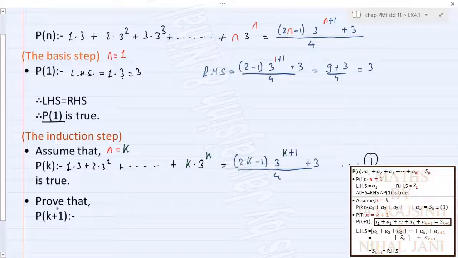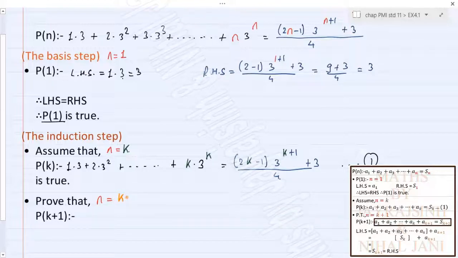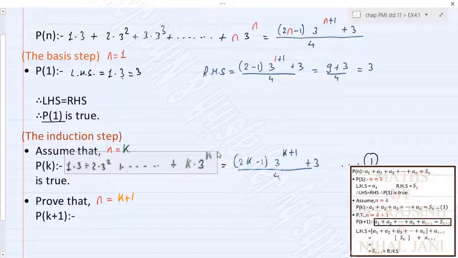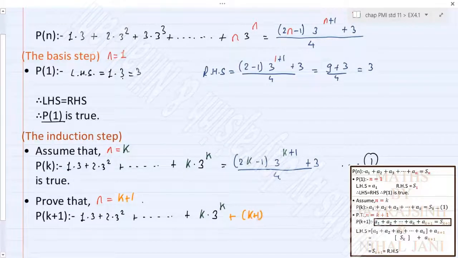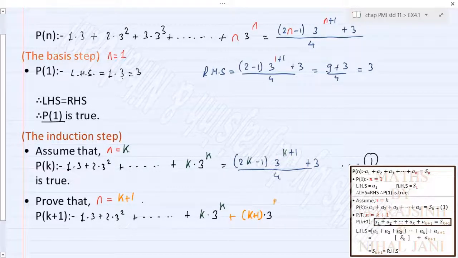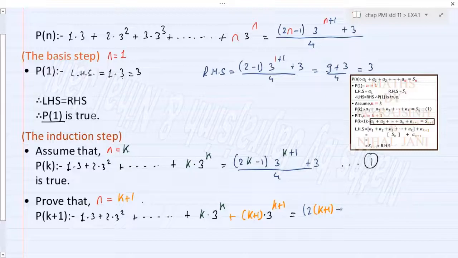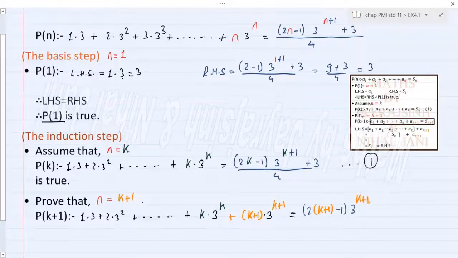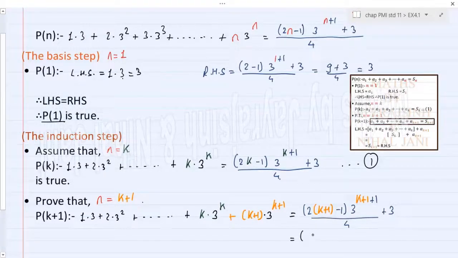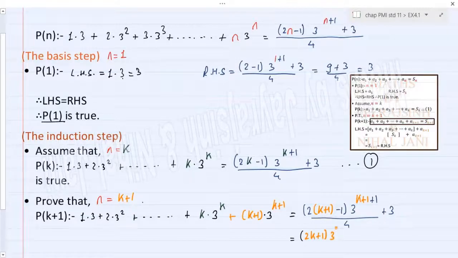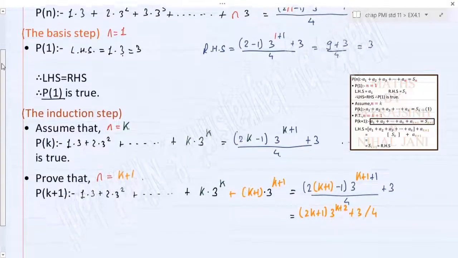Now, we have to prove P of k plus 1, and P of k plus 1 can be formed by replacing n by k plus 1. 1 to k terms will be as it is, plus the k plus 1 term, or we can say k plus 1 into 3 raised to k plus 1, is equal to (2 of k plus 1 minus 1) into 3 raised to k plus 1 plus 1, plus 3, divided by 4, or we can say (2k plus 1) into 3 raised to k plus 2, plus 3, divided by 4. Now, let's try to prove this.